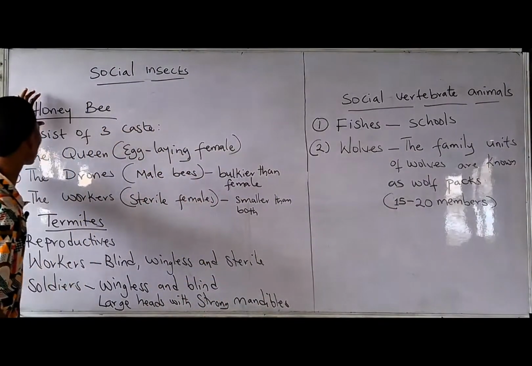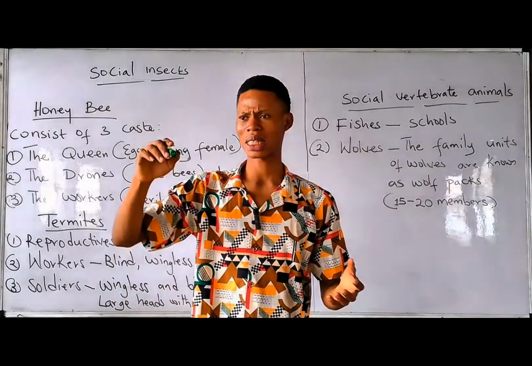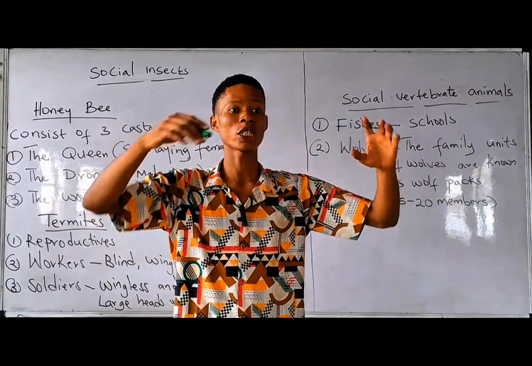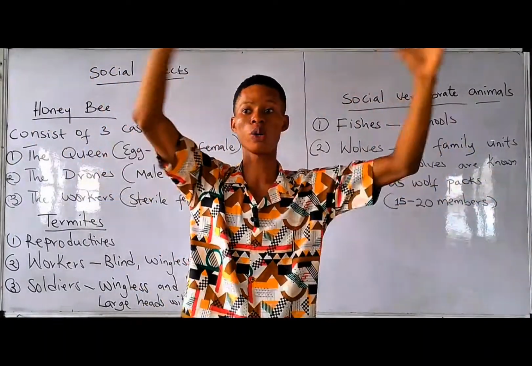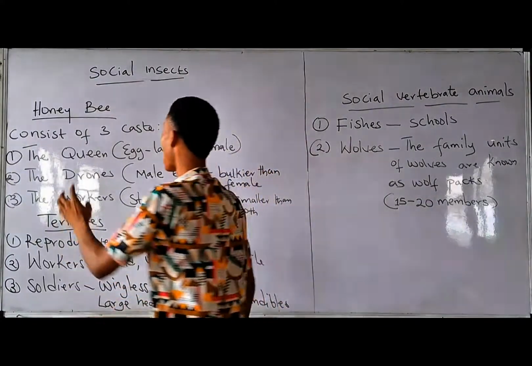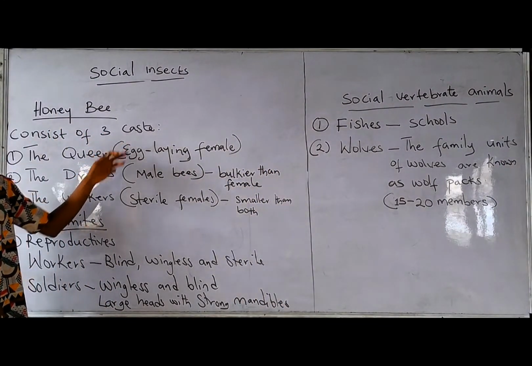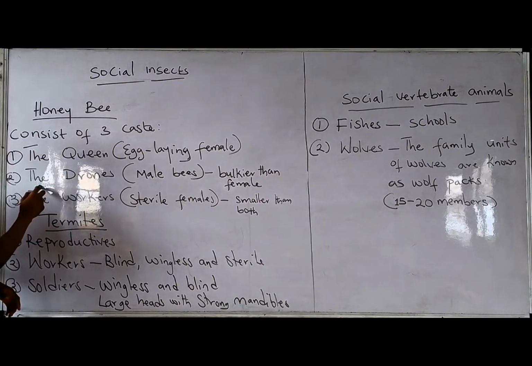The first one here, the honeybee. And honeybees, you know that bees are always in groups, right? You don't just see one bee flying on its own. They are always in a group like that. And the honeybee consists of three castes. Three. The first one here is what? The queen. The second one is what? The drones and the workers.